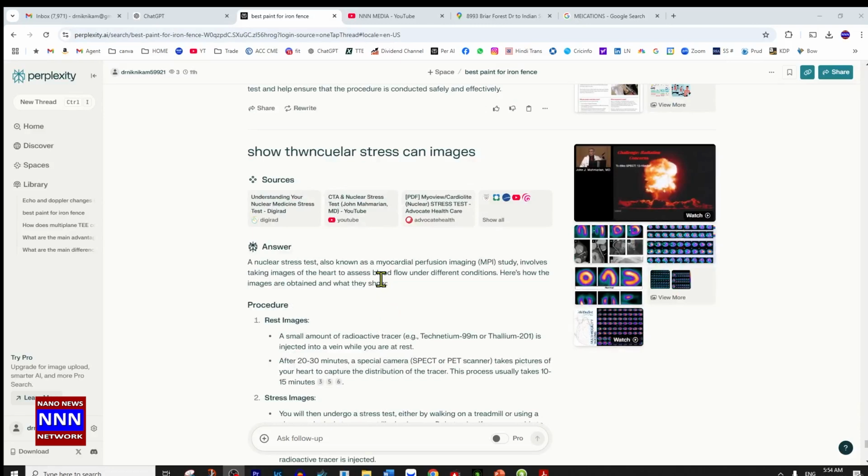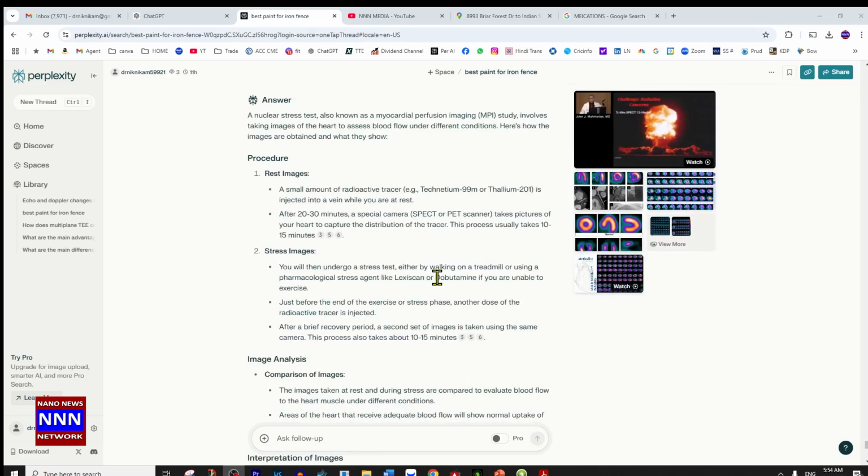Then we can further fine-tune these into additional images or instructions depending upon what part is missing. If you want to say more about the nuclear isotope that's used, then we can talk about the technetium-99 or thallium that is used.